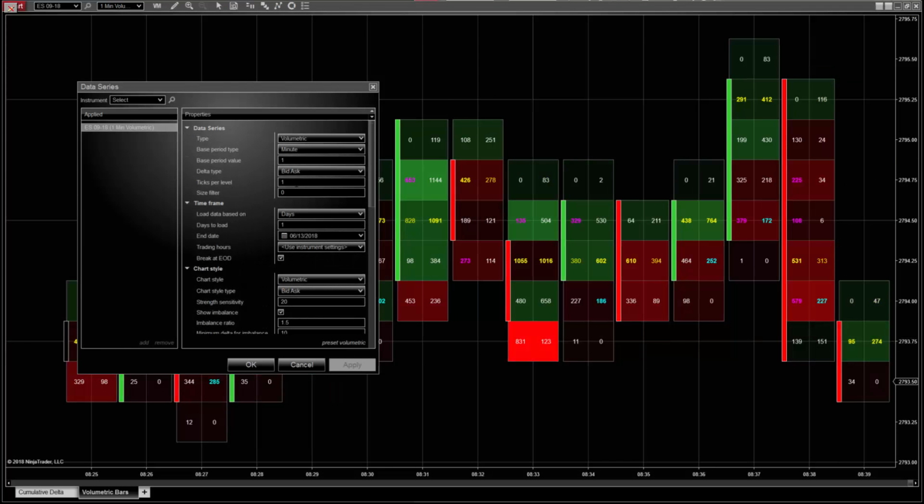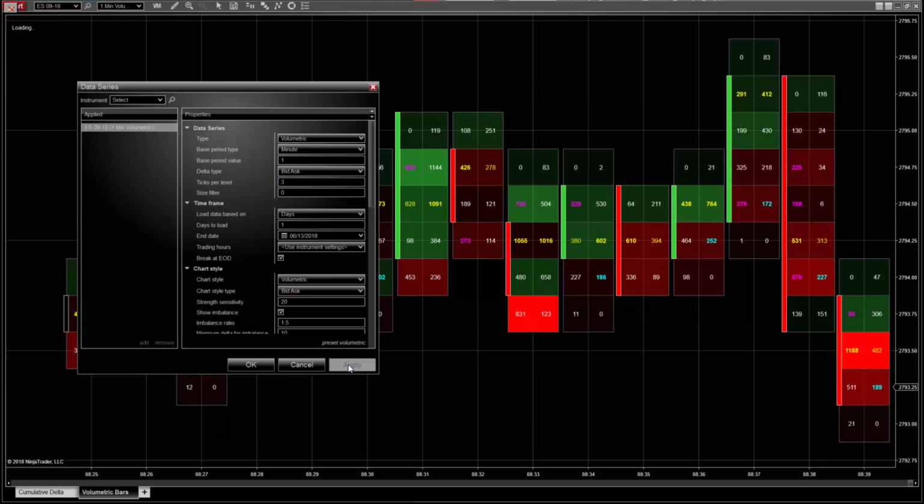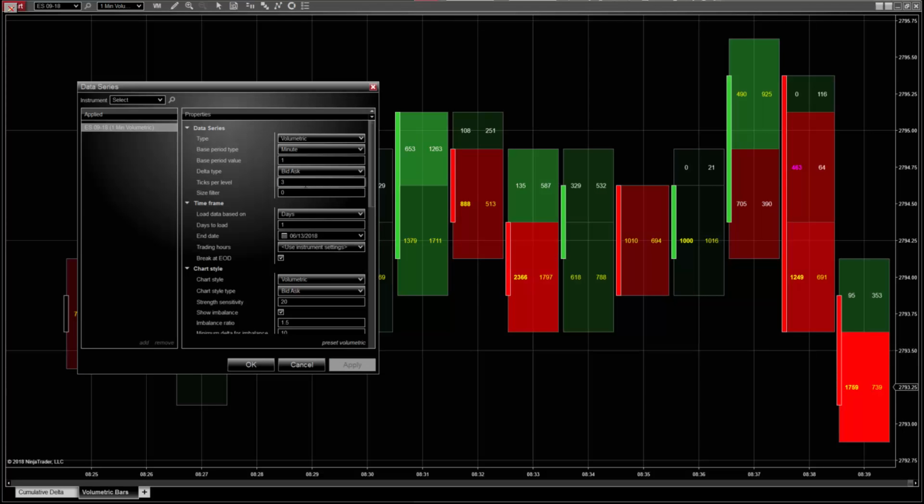The next setting we'll cover will be ticks per level. This setting can be used to aggregate the value from multiple price levels. This is helpful when looking at a longer time frame chart or a chart that would have a wider price range for each bar. So I'm going to increase this to a value of 3. And you'll see there will now be 3 ticks per level on the chart. If we go back to 1, then each one will have its own level.